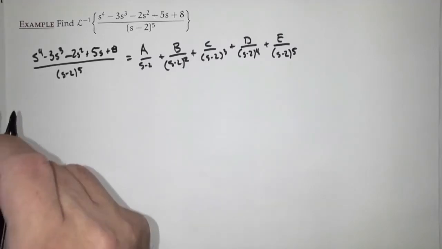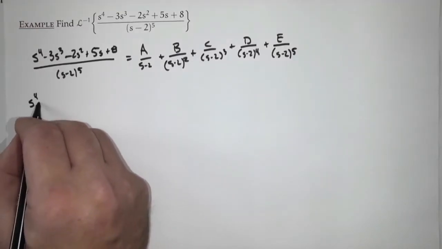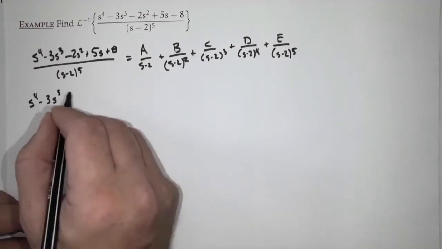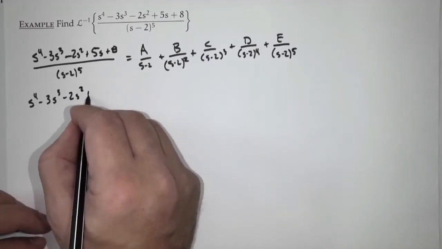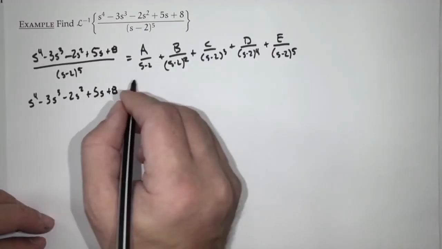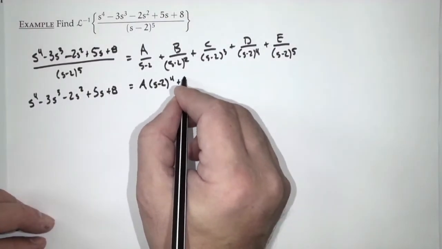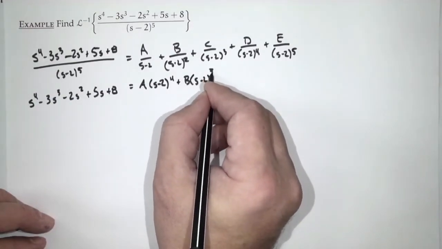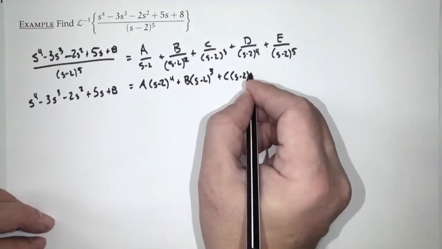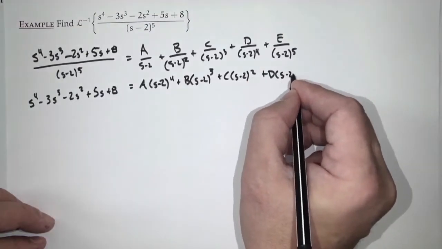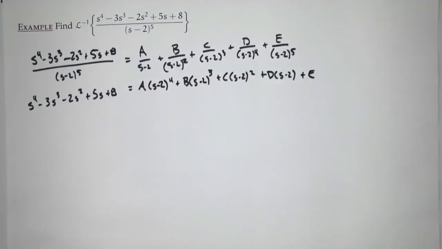Yeah, clear your denominators. So s to the 4th minus 3s cubed minus 2s squared plus 5s plus 8 equals a times s minus 2 to the 4th power, plus b times s minus 2 cubed, plus c times s minus 2 squared, plus d times s minus 2, plus e. Well, now we just got to solve for a, b, c, d, and e. What could be simpler? Let's just make good choices.